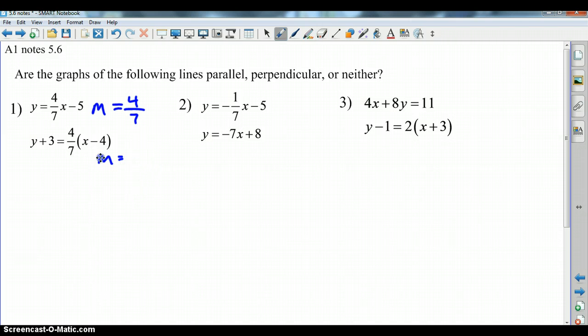There's one more thing we have to consider here. Is there a chance that these lines actually coincide? In other words, they're on top of each other. It's the same line. And the answer there is no, they're not. If you were to distribute that 4/7 times 4, that's 16/7. It's negative. You'd be subtracting 3. This is definitely not -5. So we're good to go. Those two lines are in fact parallel.